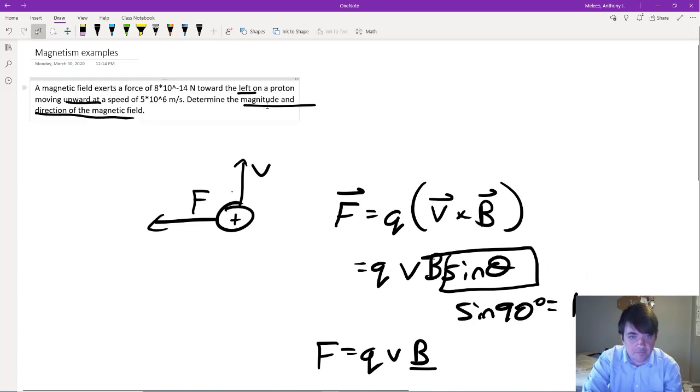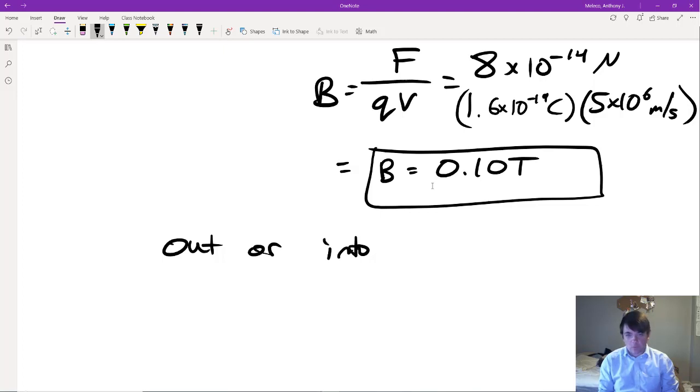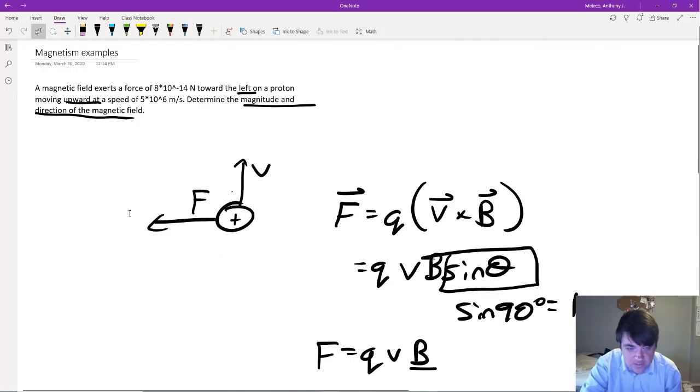But the other thing we need to figure out is the direction of the field. Okay, so now this is either going to be out or into the page. We're not sure yet. We know it's not the x-axis because that's what the force is on, and we know it's not the y-axis because that's what V is on. So to figure it out, use the right-hand rule again.